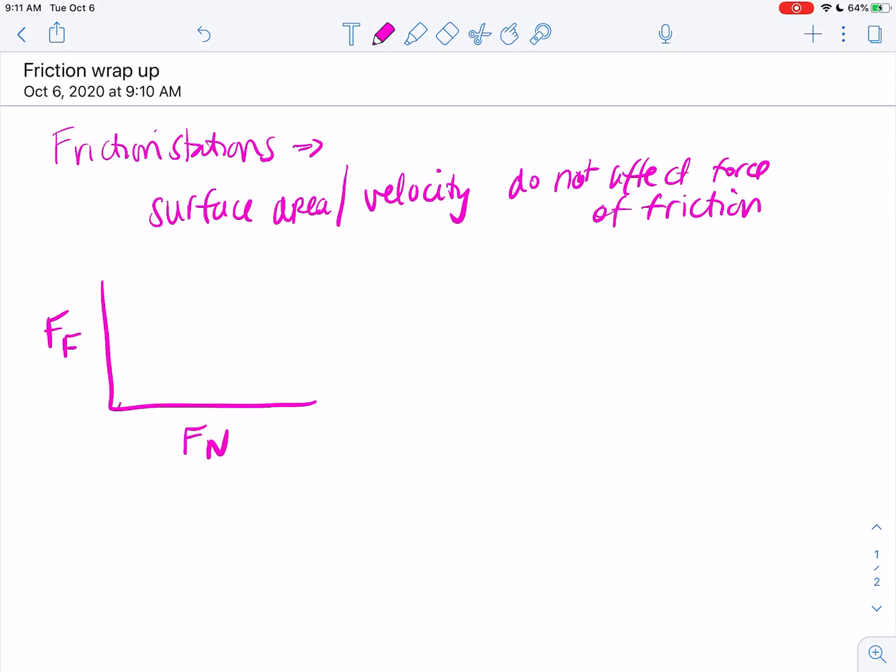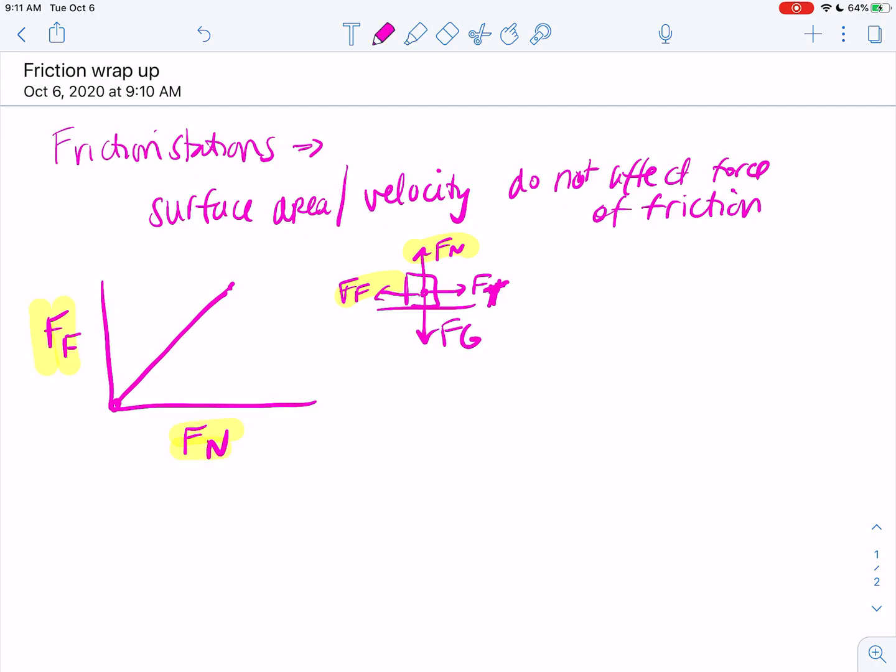So you have this FF and FN, based on some kind of block that's being pulled with some tension force. That was from the force sensor, normal force, and FG. And then these are the ones that we graphed. I should have asked that question. So you had that.